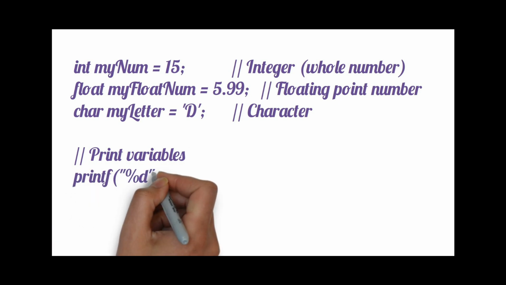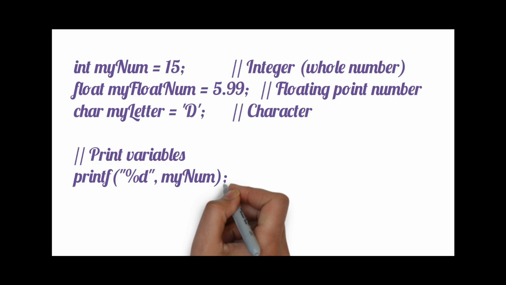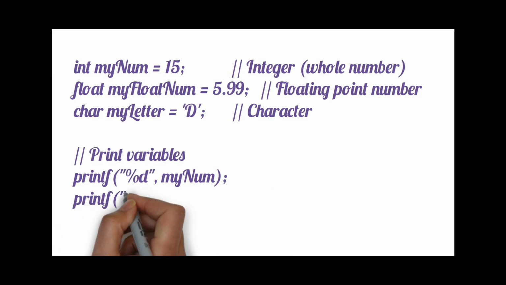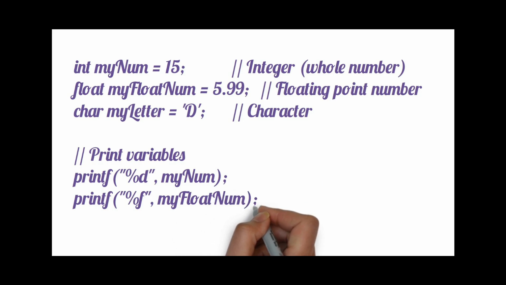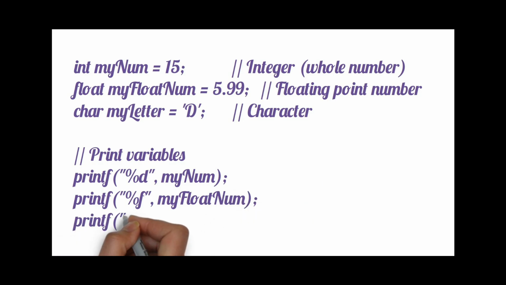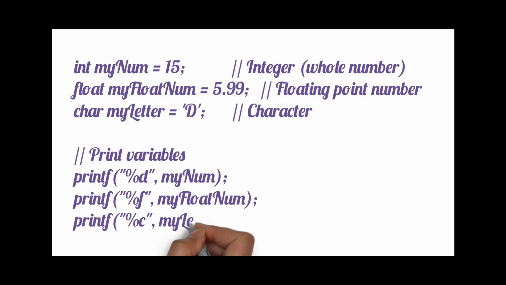Now I'll print the integer value. As it was said before, to print an integer value we need to write printf, open the round brackets, double quotes, percentage d, double quotes close, comma mynum. So mynum is an integer type, so that is why I'm using percentage d.